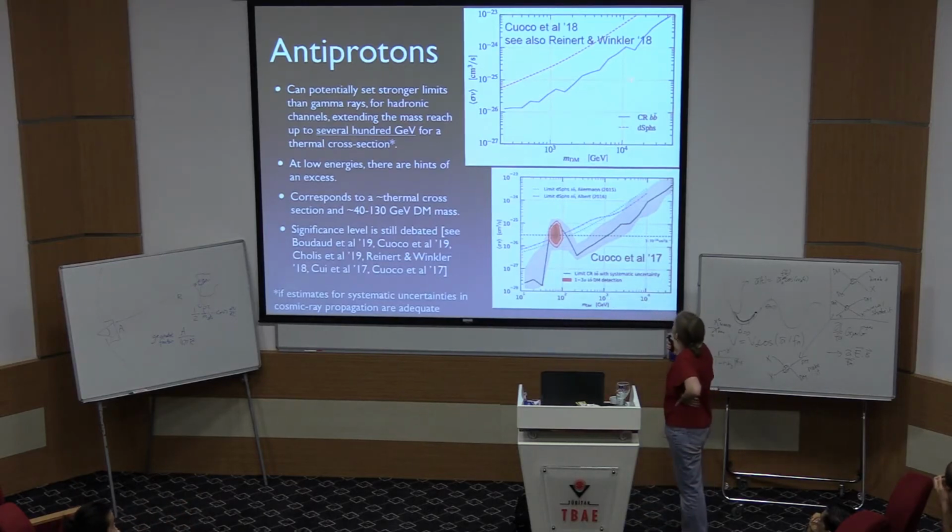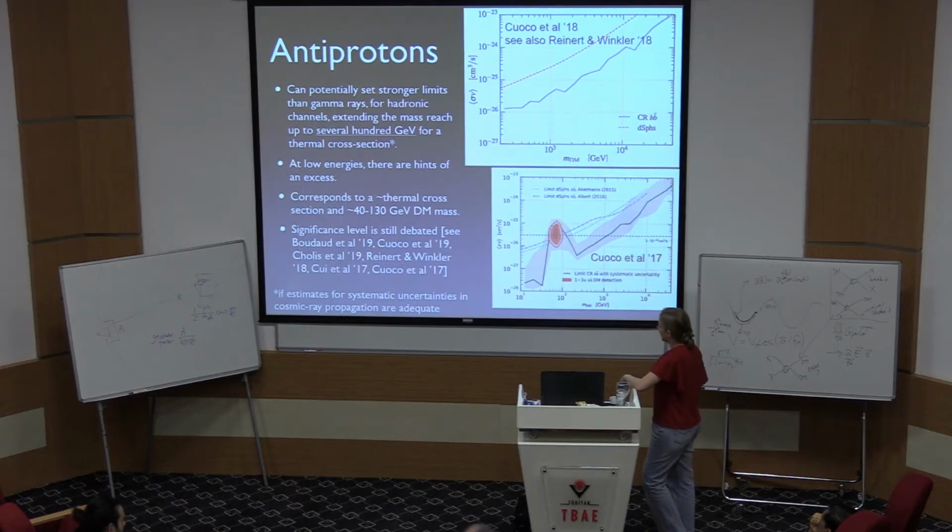So this is an example of the constraint that you get for dwarf spheroidals from the Fermi observation of dwarf galaxies for annihilation to b quarks. So that's that red line. This is what we looked at earlier. You know, this scale is now 1 TeV. This is 10 TeV. The blue line is the constraint that you would get from looking at AMS antiprotons, modulo some estimate of the systematic uncertainties in the propagation.